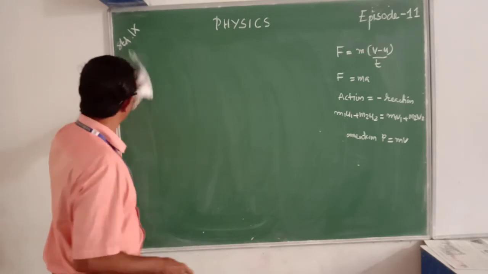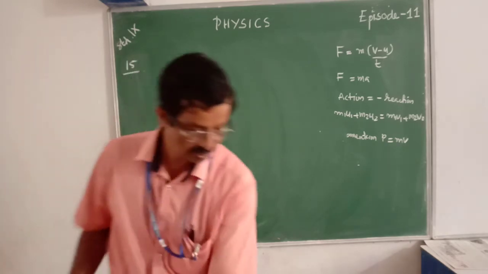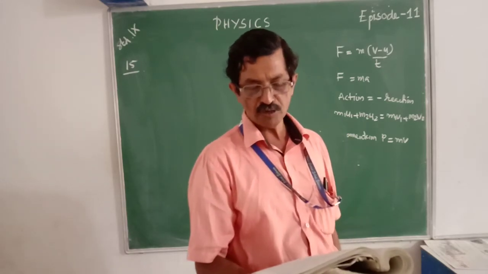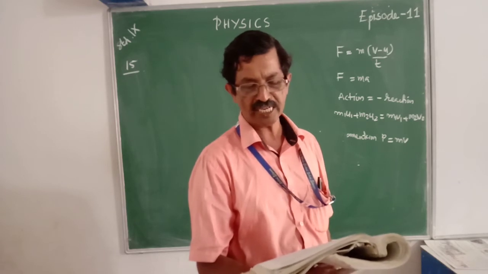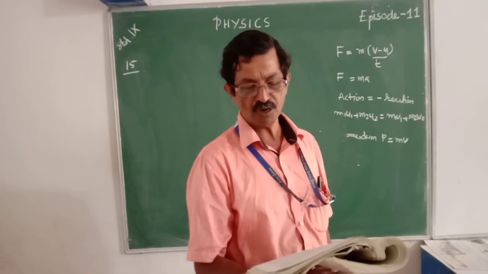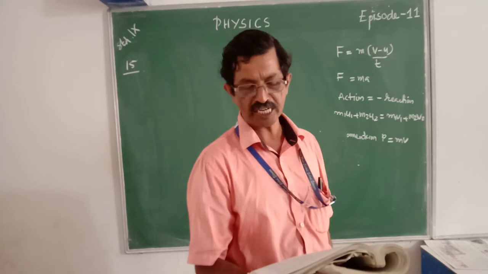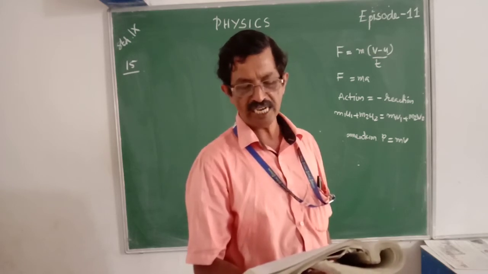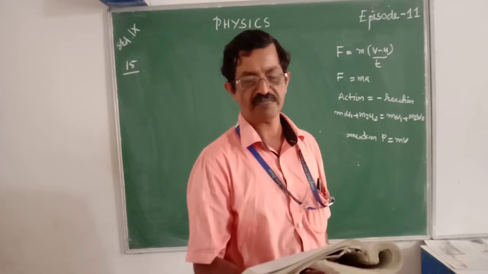Now see the next question, number 51. An object of mass 1 kg traveling in a straight line with a velocity of 10 meter per second collides with and sticks to a stationary wooden block of mass 5 kg. Then they both move off together in the same straight line. Calculate the total momentum just before the impact and just after the impact. Also calculate the velocity of the combined object.